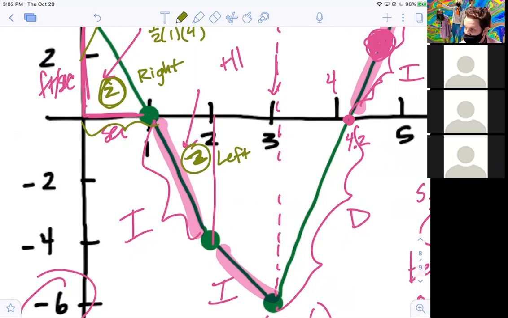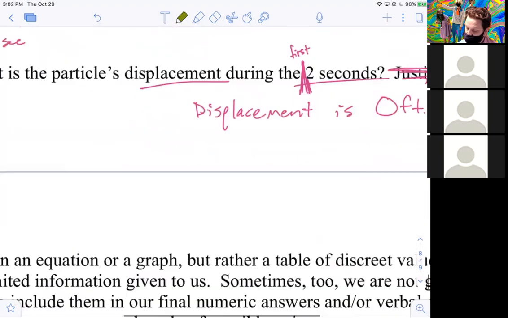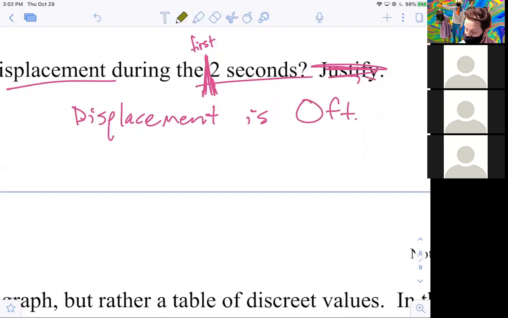Displacement is what? 0. Now, it's easy to get the distance traveled from here as well. What would be the distance traveled? 4, right? Now they're all positive. 2 units this way, 2 units that way, that's 4 units. So now, if you had to justify, you could say displacement is 0 feet, because 2 minus 2 equals 0. And we're like, where'd you get those 2's? And we go up to the graph, we're like, aha, there they are.